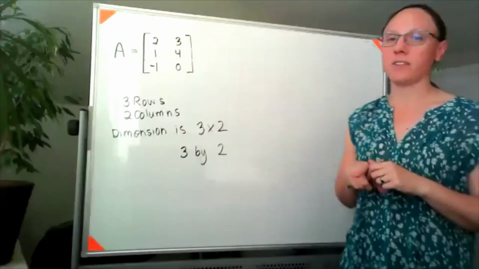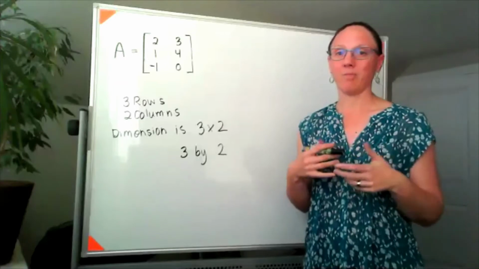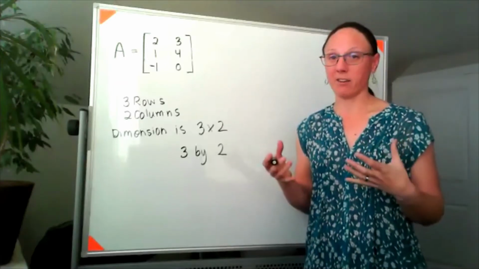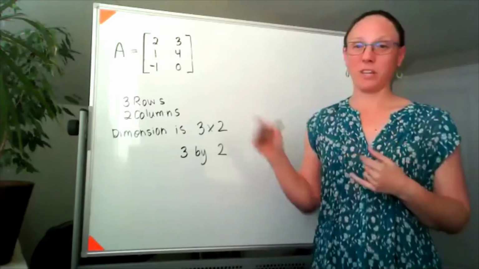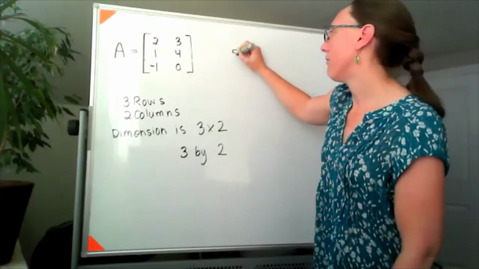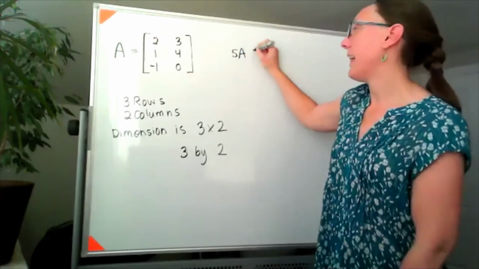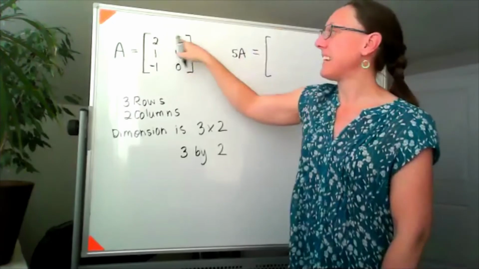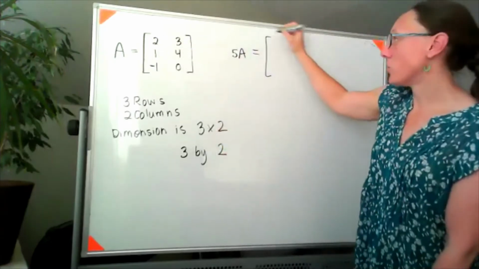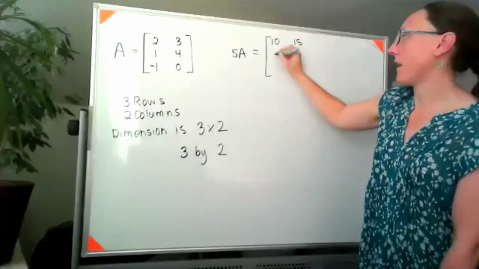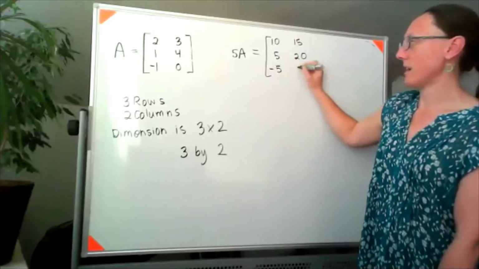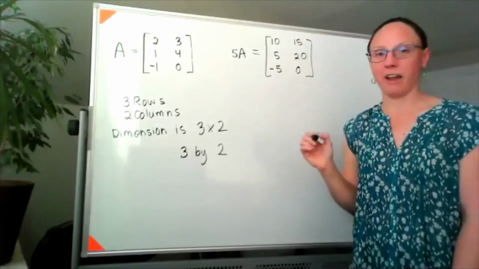So if I called this the matrix A, then the first thing that I want to talk about is all the kinds of arithmetic that we could do with that matrix A. So if I wrote something like 5A, that means that I'm going to take each element in the matrix and multiply it by 5. So I'd end up with 2 times 5, 3 times 5, 1 times 5, 4 times 5, -1 times 5, and 0 times 5.